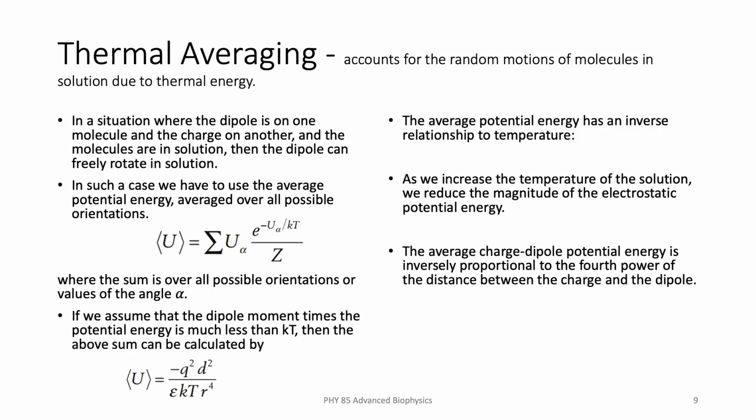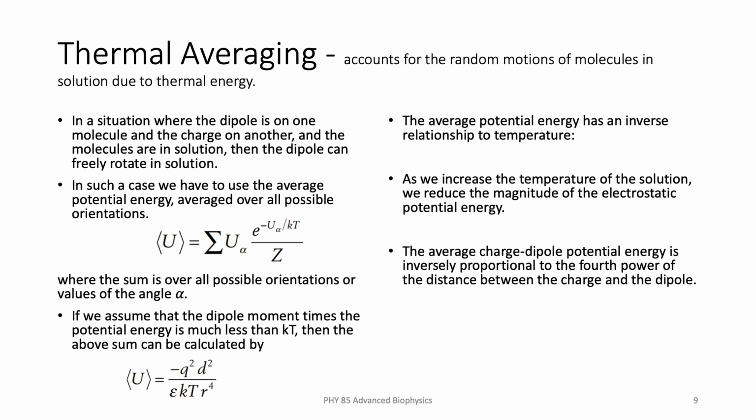In the previous equations, we assume a fixed orientation of the dipole with a charge. The angle alpha is assumed constant. This is a safe assumption in many situations, for example, in the case of a relatively inflexible folded protein molecule, where a dipole on one part of the molecule interacts with a charge on another part of the molecule. But in a situation where the dipole is on one molecule and the charge on another, and the molecules are in solution, then the dipole can freely rotate in solution.